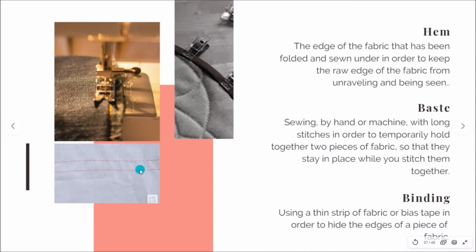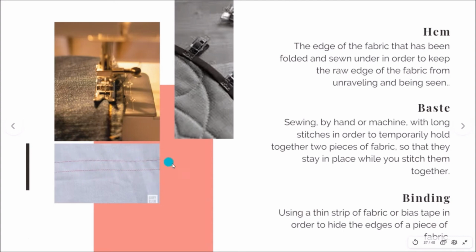So basting is long stitches, and it's used to temporarily hold two pieces of fabric together so that they stay in place, and then you can easily remove it. So you see this bottom stitch line here has more shorter stitches. This top line of stitching is a basting stitch. They're very long, so you can rip those stitches out a lot easier than this. So a basting stitch is a long stitch length.